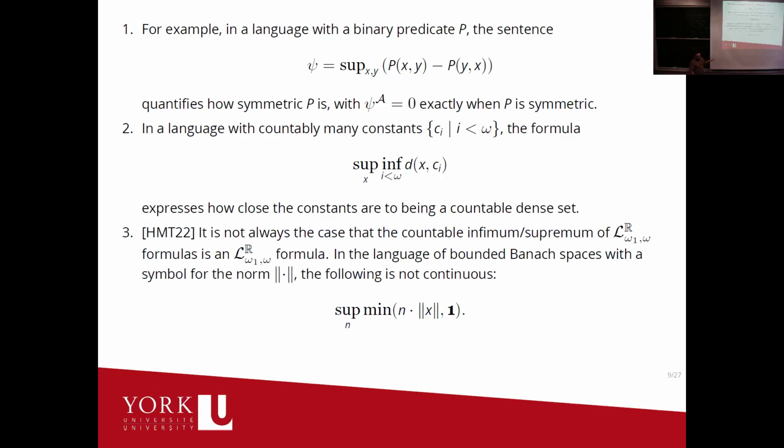And the last thing I promised you: if I take countably many formulas and I take their supremum, I might not end up with something continuous. Suppose I'm in a Banach space. Consider this formula, the minimum of n times the norm and 1. If I apply that to any point that isn't the origin and take the supremum over n, at some point that's going to be 1. So it's 1 everywhere, but 0 at the origin, not continuous. So this extra rule we put in, we really do need to put in.